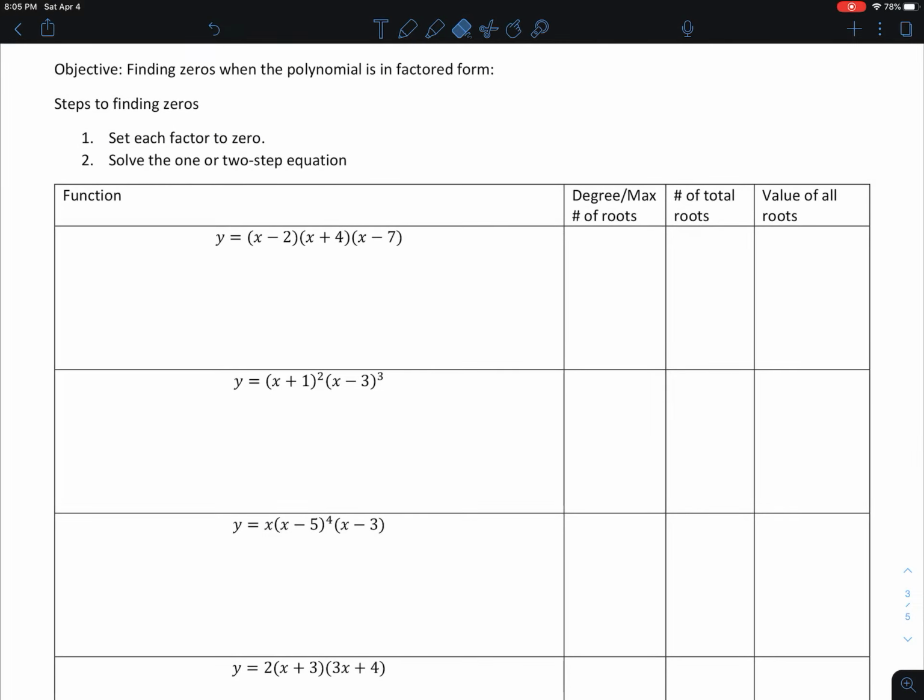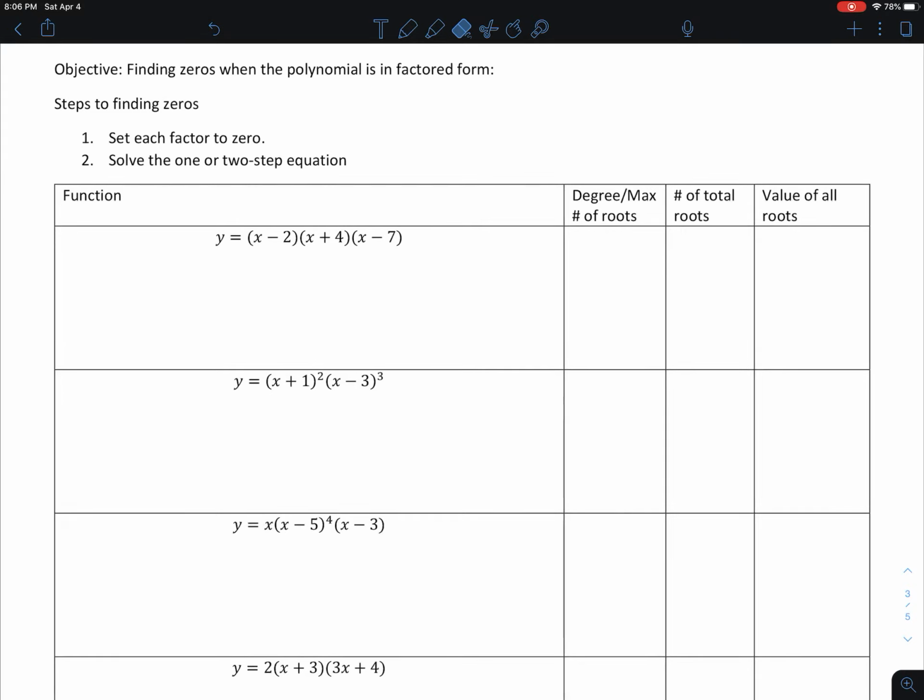All right, boys and girls, in this video, we're going to look at a couple of things. We're going to find zeros when the polynomial is in factored form. And we're also going to find the roots and the degree, all when it's in factored form. So there's two steps to find the zeros, very easy steps. One is set each factor equal to 0, and two, solve the one or two-step equation it creates.